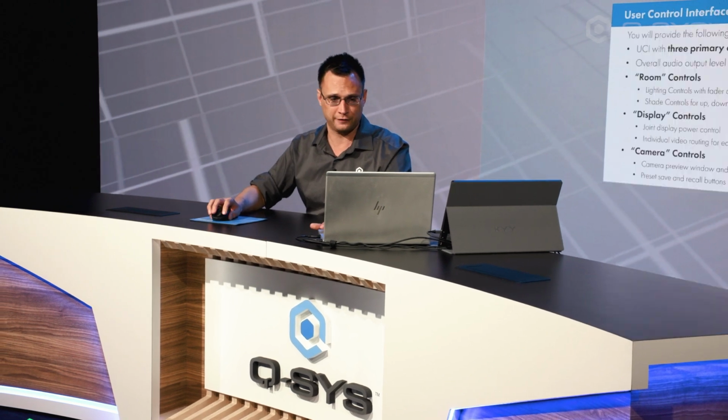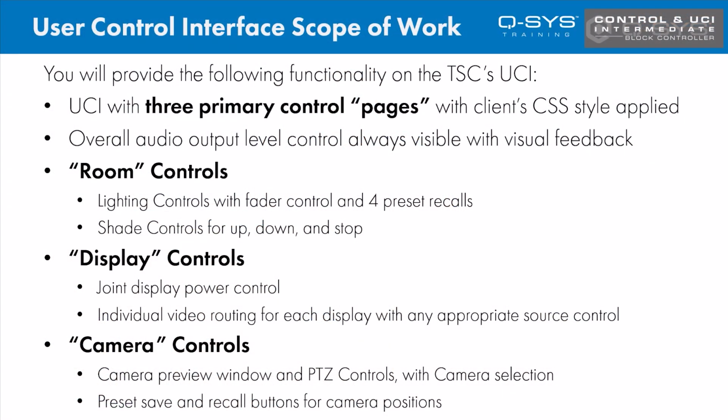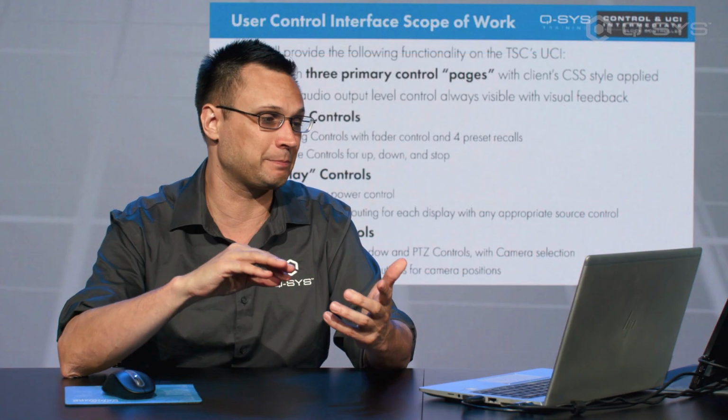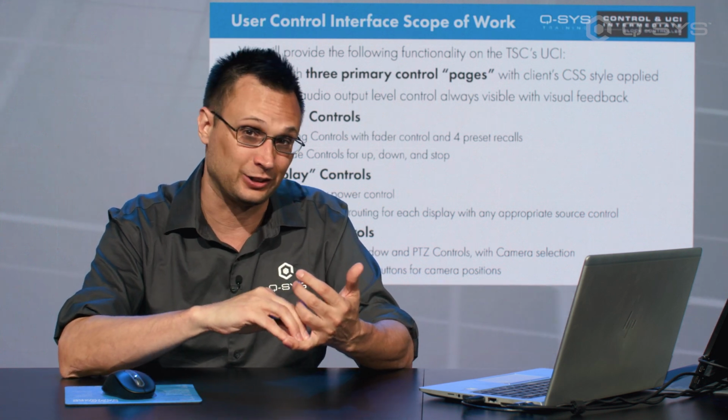Follow along with me. First things first is, what are we going to eventually build? Our scope of work for our UCI is as follows. We're going to provide the following functionality on our touchscreen. We have 3 primary "pages." I'm putting pages in quotes there for a reason. I'll talk about pages in just a second.